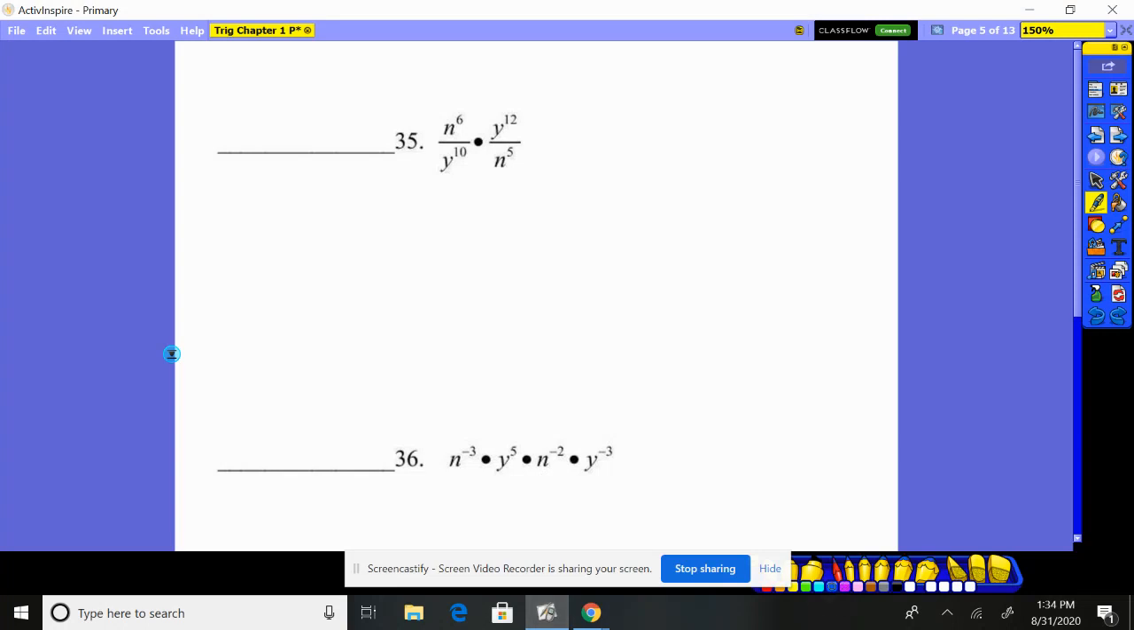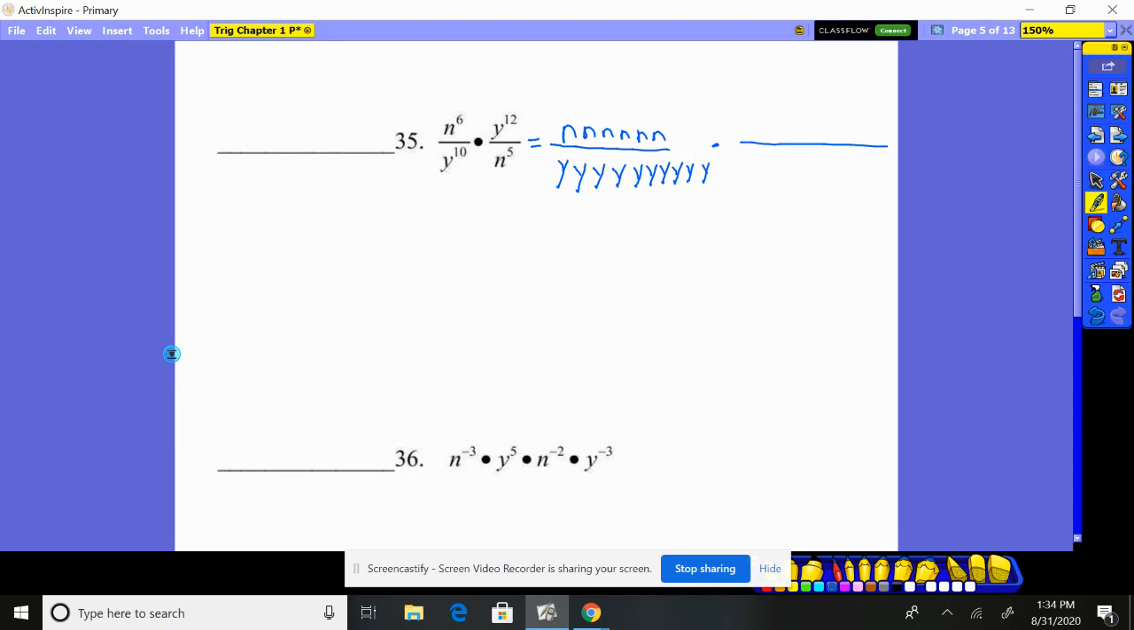All right, let's look at the final few problems here on Trig Chapter 1, Practice Test 1, number 35. We have n to the 6th over y to the 10th times y to the 12th over n to the 5th. Well, if you think what this means, we have n to the 6th, 1, 2, 3, 4, 5, 6. In the bottom, 4, 5, 6, 7, 8, 9, 10.